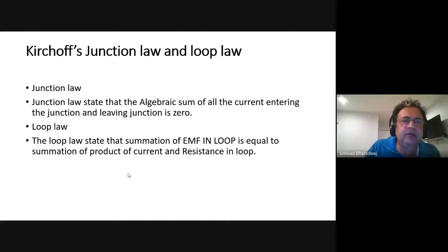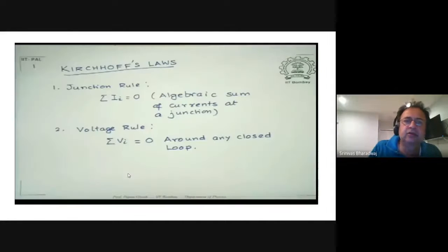But let me quickly introduce the junction law one more time. The junction law states that the algebraic sum of all the currents entering and leaving the junction is 0. The loop law states that the summation of EMFs in a loop is equal to the summation of the product of the current and the resistance in the loop. So add the EMFs, subtract the IRs, and you end up with 0. So sigma Vi equals 0, sigma Ii equals 0: the two basic laws.